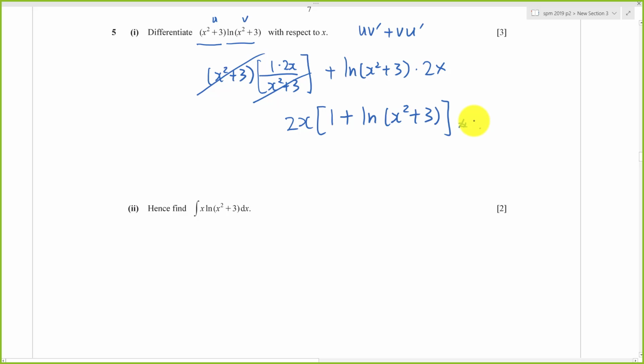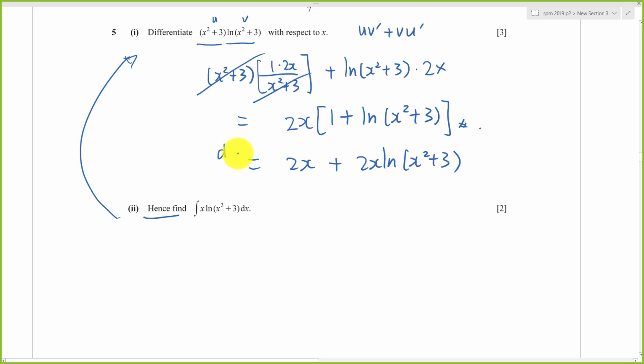Okay, so yeah, it's not very hard, you just need to see carefully when you do it. Because whenever you see the word hence, you have to use the answer in part 1. So okay, we kind of need the x ln of x squared plus 3, so yeah, I need to multiply it back. Okay, never mind, I just multiply it back. 2x ln of x squared plus 3 is what I get when I differentiate that one.